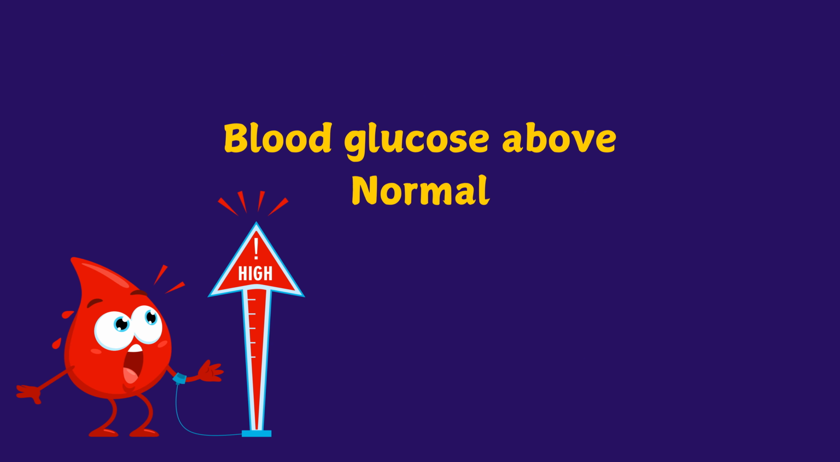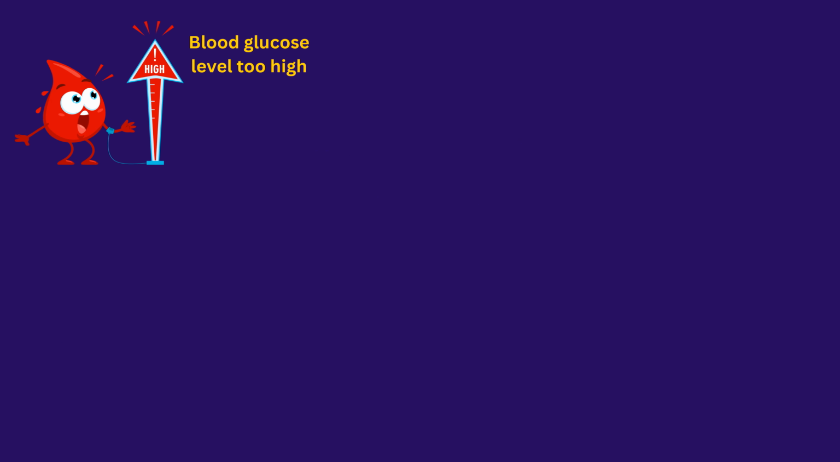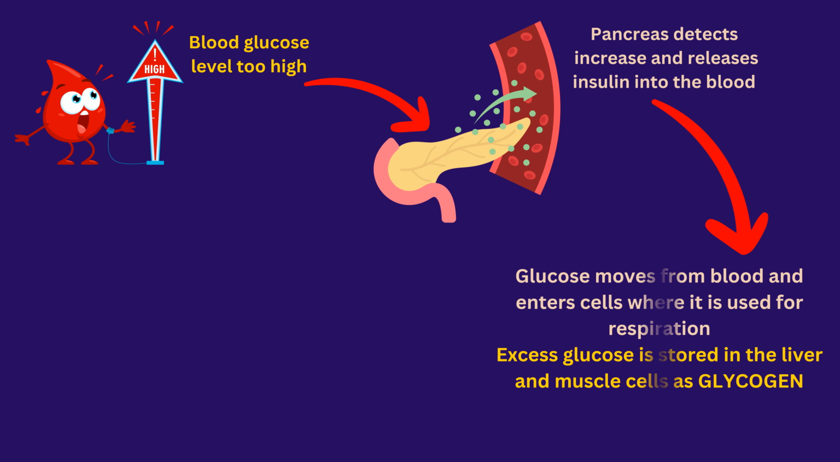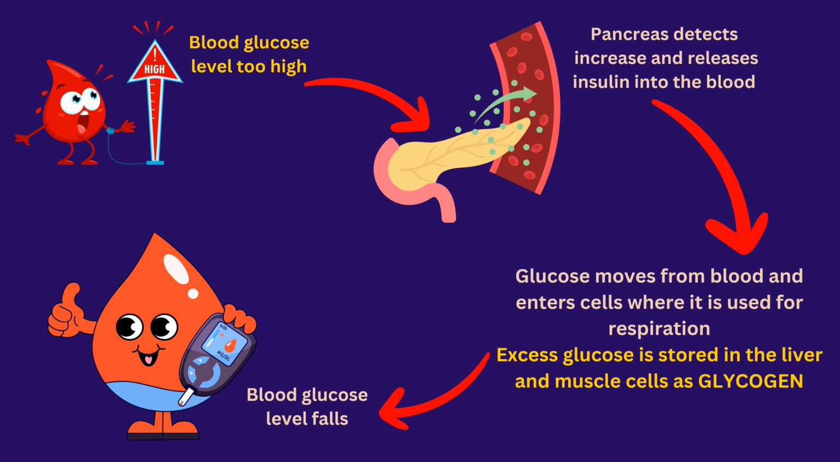Let us now look at what happens when your blood glucose levels are above normal. If your blood glucose level is too high, your pancreas will detect this increase and release insulin into the blood. Insulin will cause glucose to move from the blood and enter cells where it is used for respiration. Excess glucose is stored in the liver and muscle cells as glycogen. This entire action will cause the blood glucose level to fall.